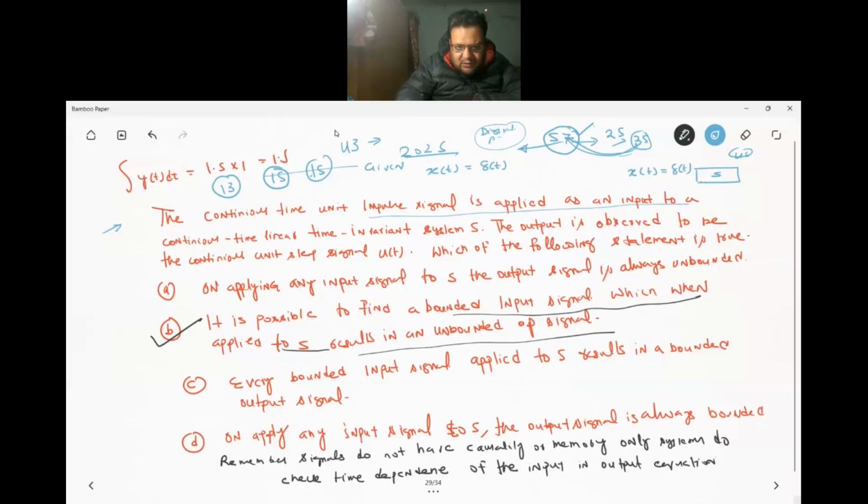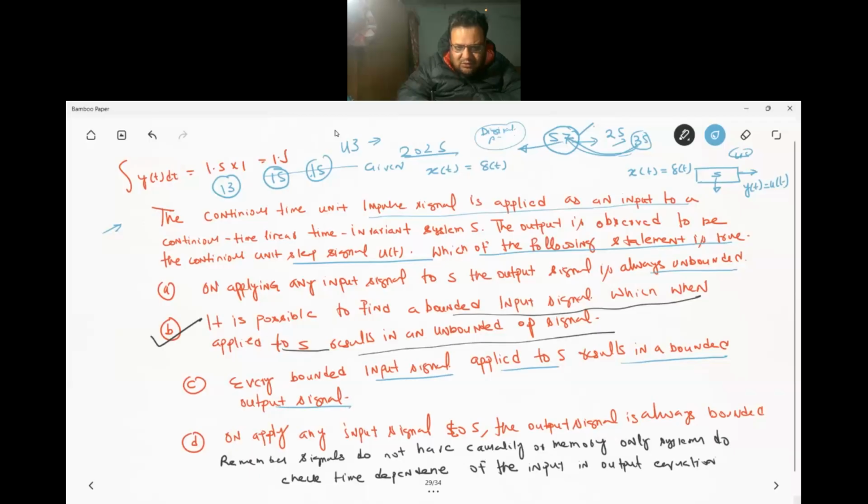The output is observed to be the continuous time unit step signal. Output y of t here you are getting as u of t. This is the meaning of this. Which of the following statements is true? On applying any input signal to S, that is your system, the output signal is always unbounded. That means it is not stable. It is possible to find a bounded input signal which, when applied to this system, results in an unbounded output signal. Every bounded input signal applied to S results in a bounded output signal.